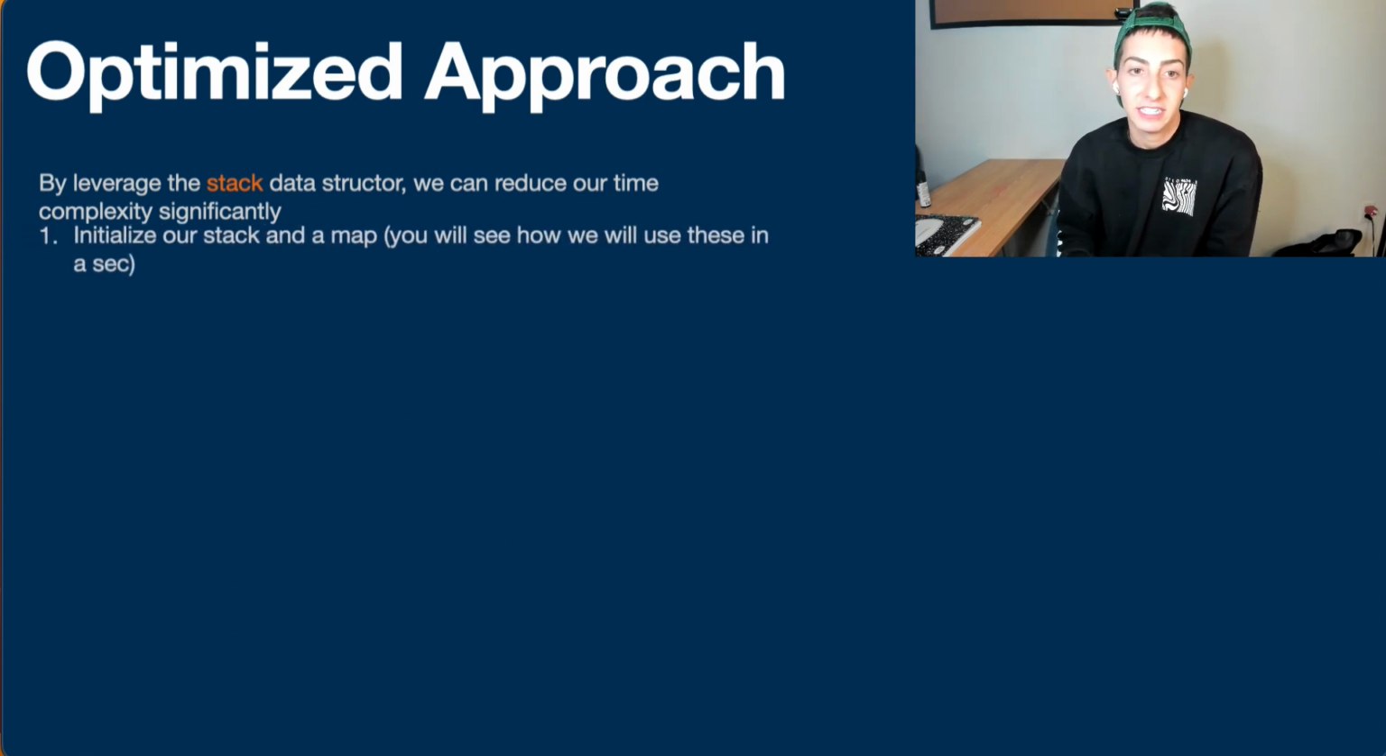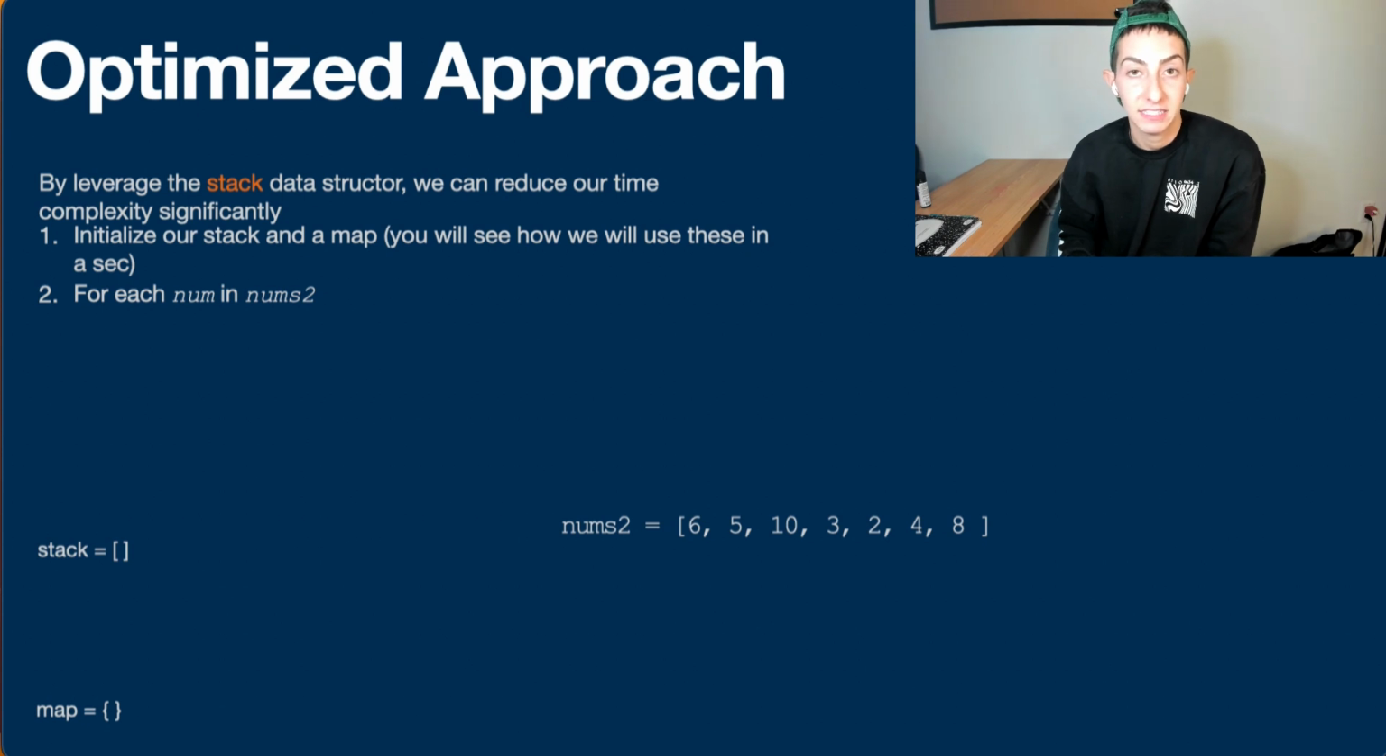So first, we're going to initialize our stack and a map. And you'll see why and how we use these in a second. So here's our stack and here's our map. For each num in nums2, so here's our nums2, and already this is deviating from our naive approach because instead of looping through nums1, we're already skipping straight to nums2.